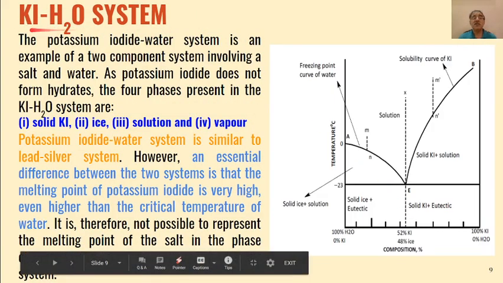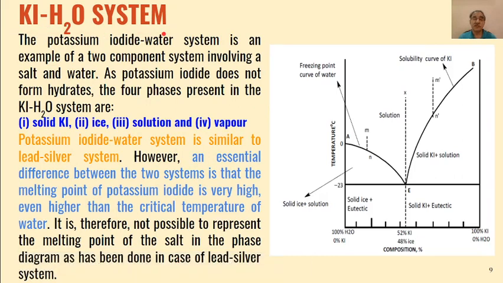Then the second system is the potassium iodide water system. This is again an example of a two component system which involves salt and water, and the potassium iodide is present only in anhydrous form. No hydrated forms are present, so we will have these four phases present in this two component system: one is solid potassium iodide, ice, solution, and vapor phase.